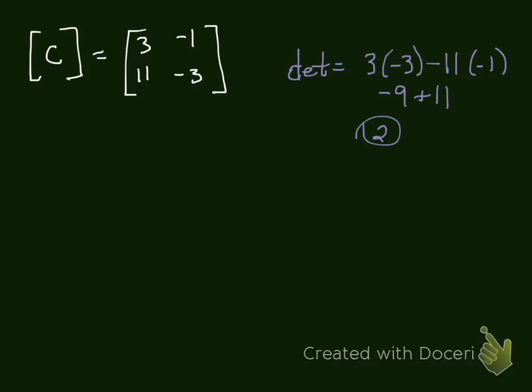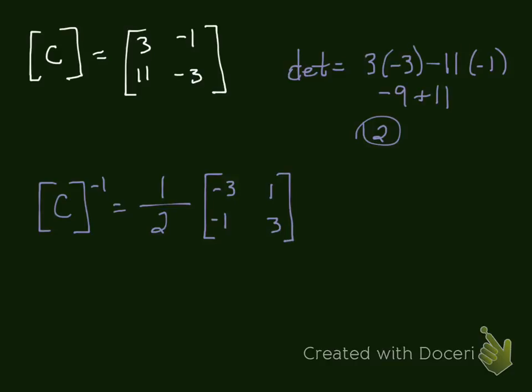Now let's use that to find our inverse matrix for C. Remember, we start with 1 divided by the determinant, which is 2. Now, which ones switch places? The negative 3 and the positive 3 switch places. The 1 and the 11 change signs. Now divide everything by 2.